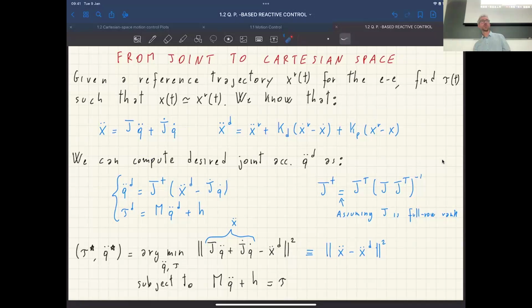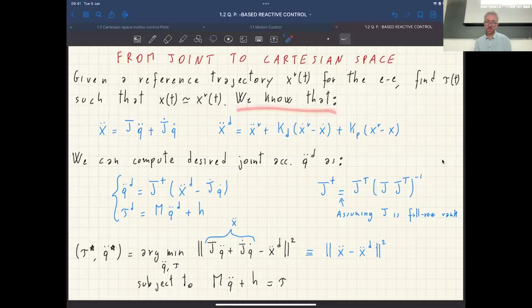Let's now come back to the topic of doing control using quadratic program. We have already discussed how to do joint space control. Now we want to do instead Cartesian space control. So the Cartesian space control problem is formulated in the following way. We are given a reference trajectory XR, which defines some motion for the end effector of the robot. It can be only the position, or more often it's actually going to be position and orientation. And we want to find the joint torques such that the end effector tracks accurately this reference motion.